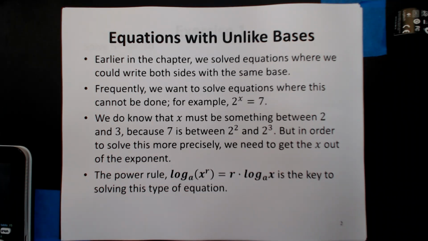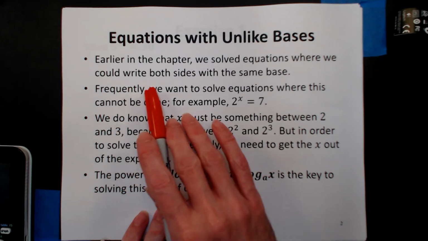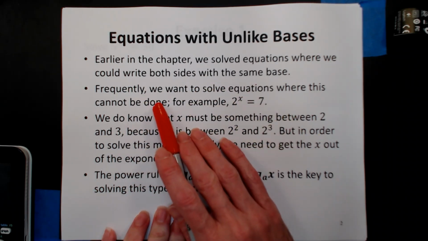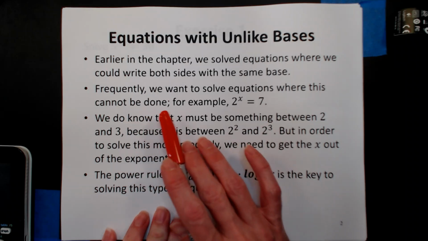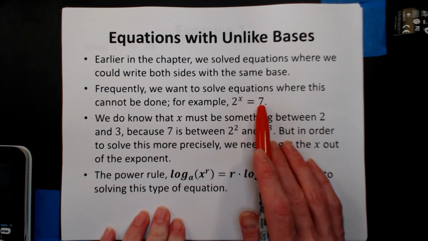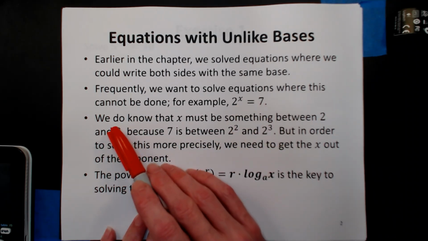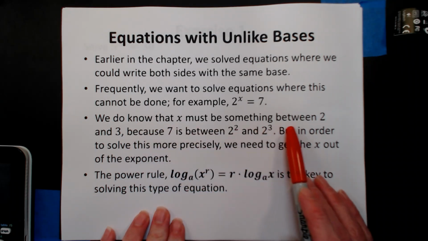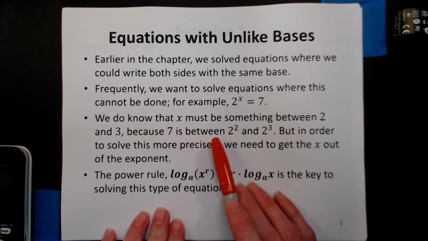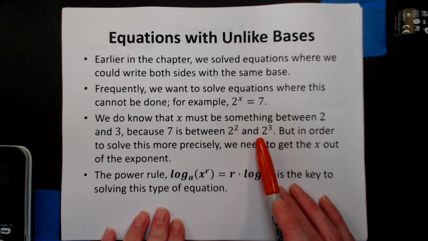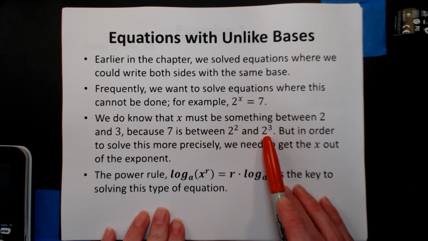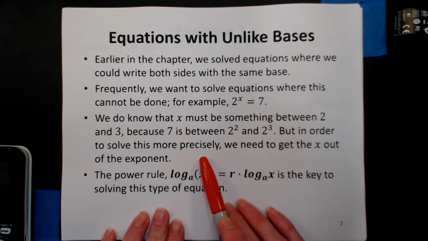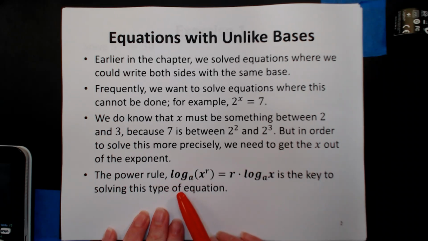Equations with unlike bases. Earlier in the chapter we solved equations where we could write both sides with the same base. Frequently we want to solve equations where this cannot be done. For example, 2 to the x equals 7. We do know that x must be something between 2 and 3 because 7 is between 2 squared, which is 4, and 2 cubed, which is 8. But in order to solve this more precisely, we need to get the x out of the exponent.